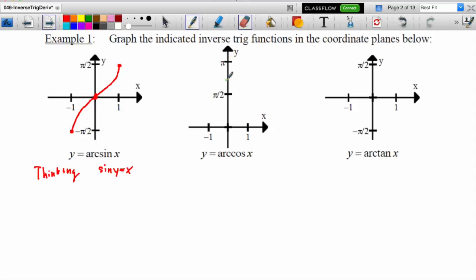So we're thinking about cosine of 0. Cosine of 0 was 1. Cosine of pi over 2. Cosine of pi over 2 was 0. Cosine of pi. Cosine of pi was -1. Did you get all those? If you're confused why I'm plugging in y, it's this. We're thinking cosine y equals x.